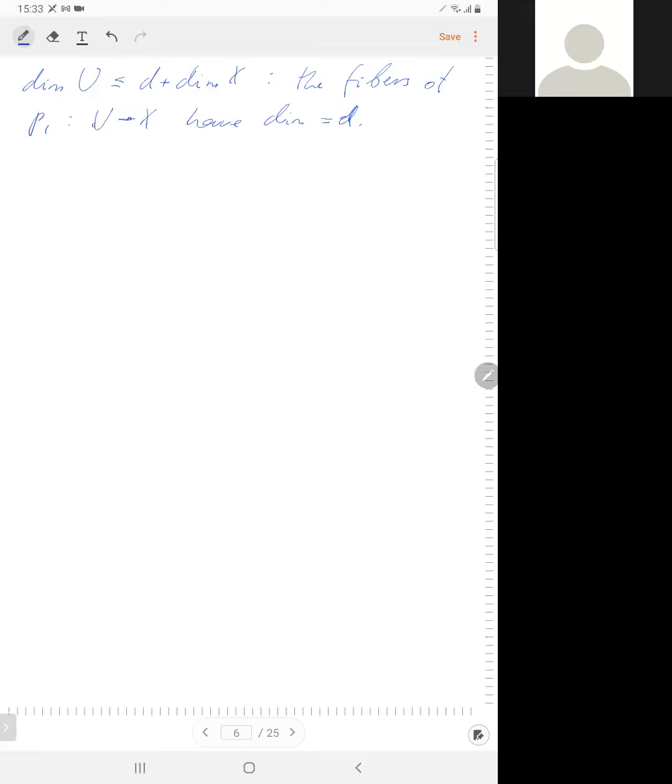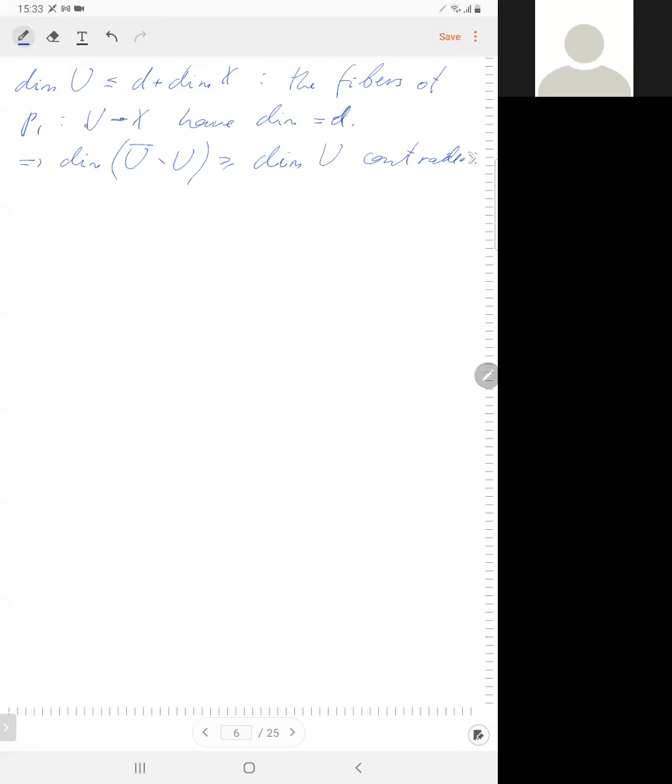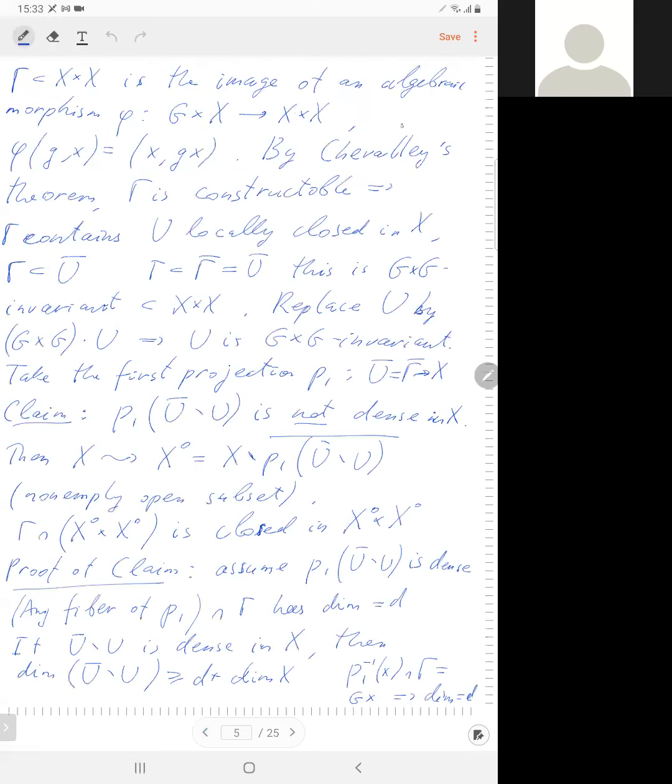Okay? So we get that the dimension of the boundary is bigger or equal than the dimension of U. This is a contradiction. Okay. So we proved the claim, and from the claim also our desired reduction follows.